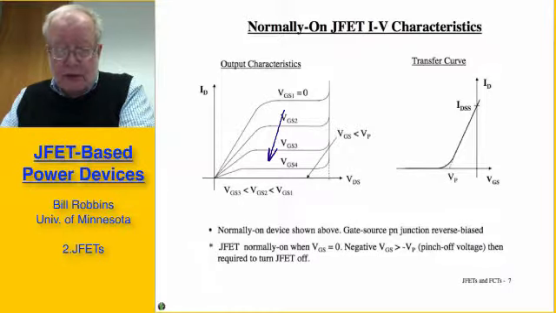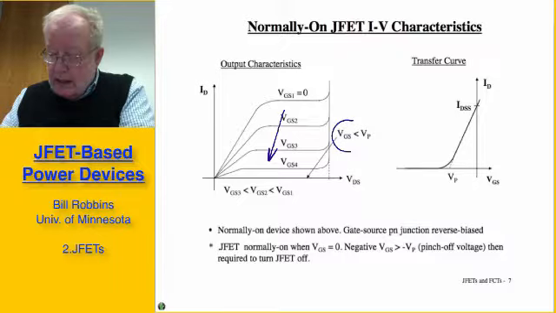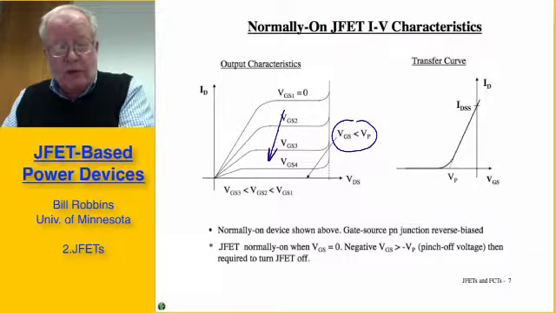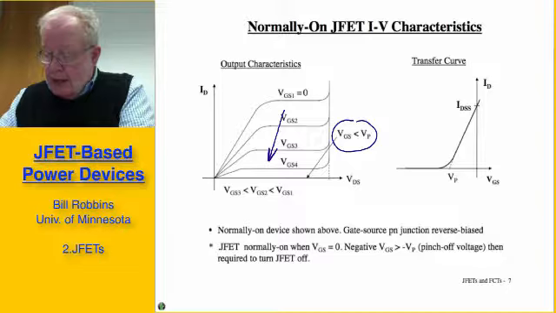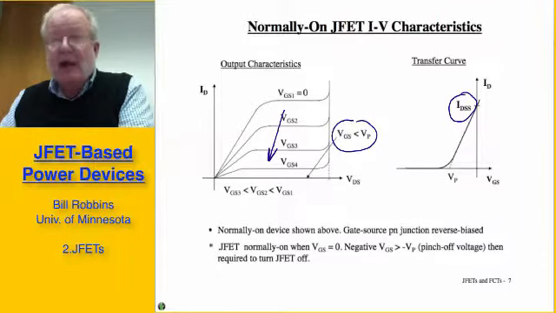When the gate to source voltage is more negative than the magnitude of the pinch-off voltage, the device is off. The transfer characteristic is shown over here. At zero gate to source voltage, you have the maximum current, and that's usually a parameter given on a specification sheet. It's usually called IDSS, meaning drain to source current when the gate is shorted to the source.